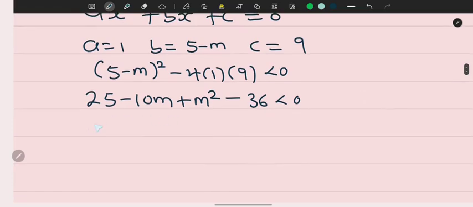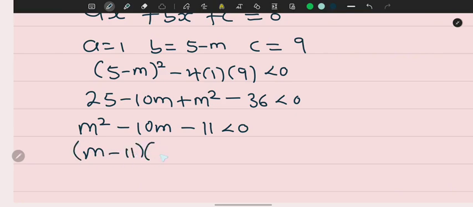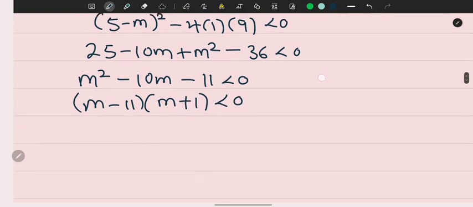Rearrange this. This is going to be m squared minus 10m, and 25 minus 36 gives minus 11, less than 0. So we need the product of two numbers that gives minus 11 and sum to minus 10. You can make use of minus 11 and plus 1. So (m minus 11)(m plus 1) less than 0.